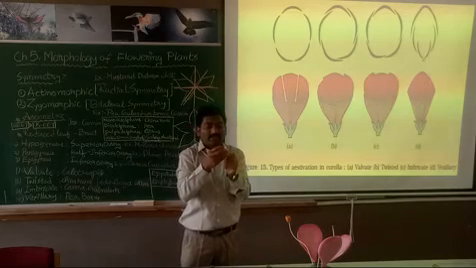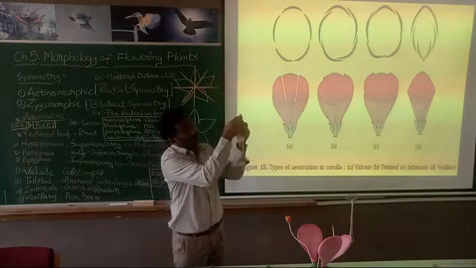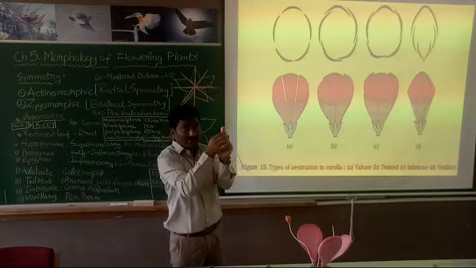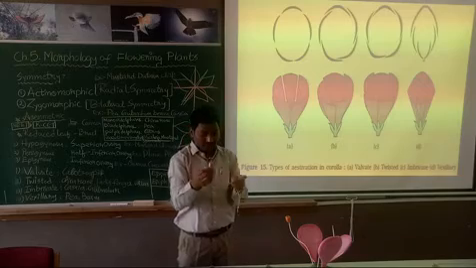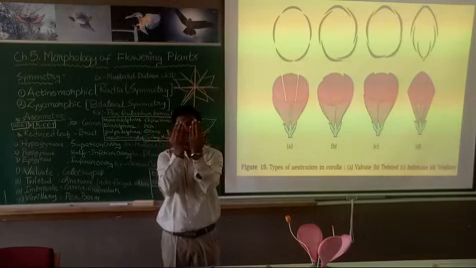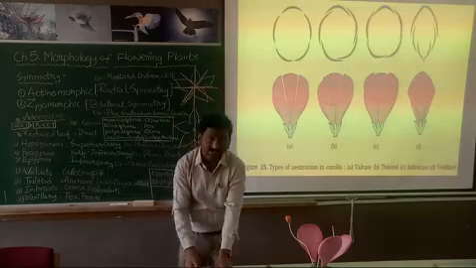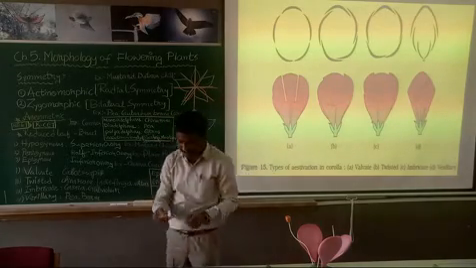This anther has two lobes. Here you can see two lobes, right, vertically present. This anther has how many lobes? Two lobes, side by side. On one side, one lobe, on the other side, another lobe. Two lobes are present. This nature is called bilobed anther, bilobed nature.